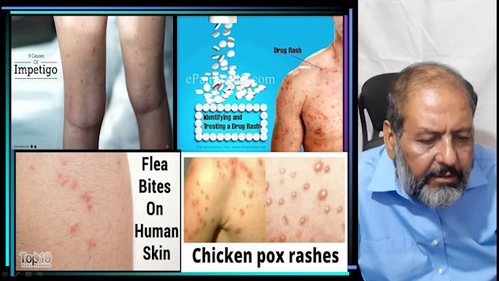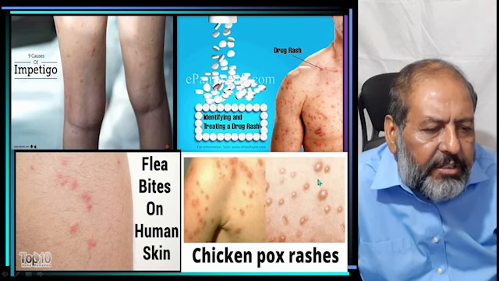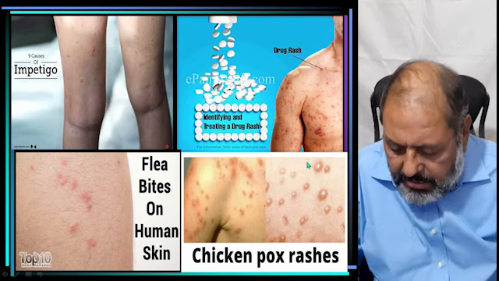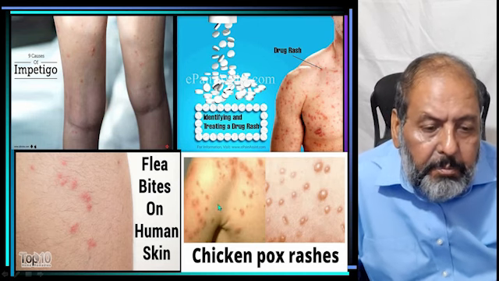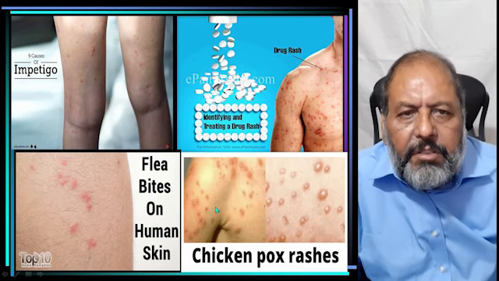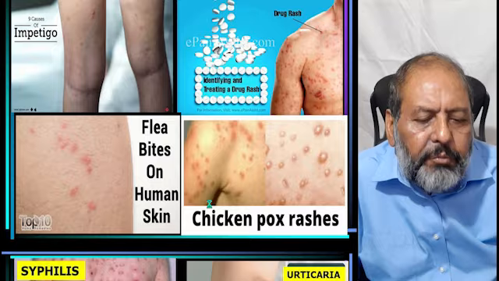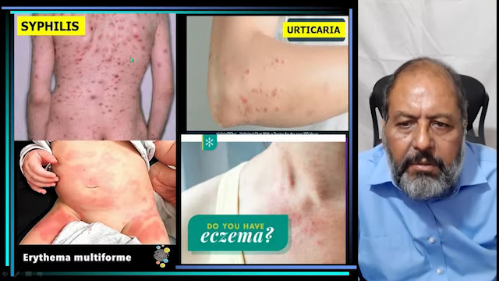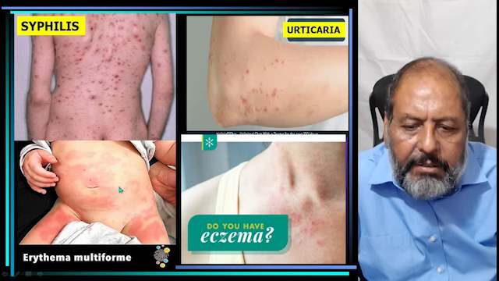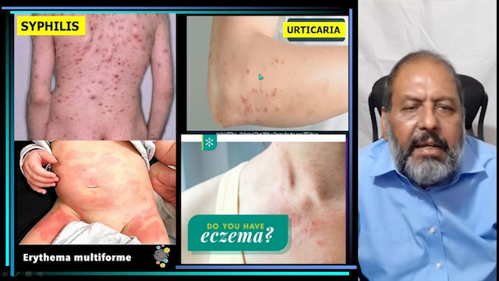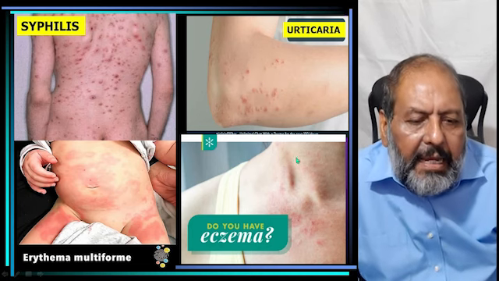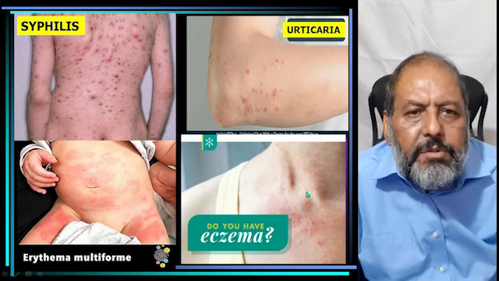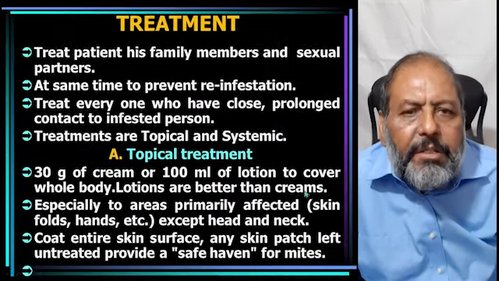And these are the typical chickenpox rashes, that is with the fluid, and that is the crop of the chickenpox which is filled with the fluid. And here one can see the syphilis lesions on the hands and different parts of the body, and that is the urticaria, and that is the eczema, which is just mimicking this disease.